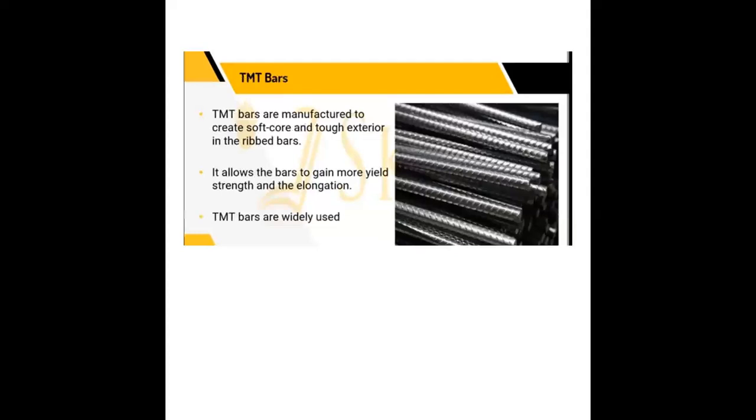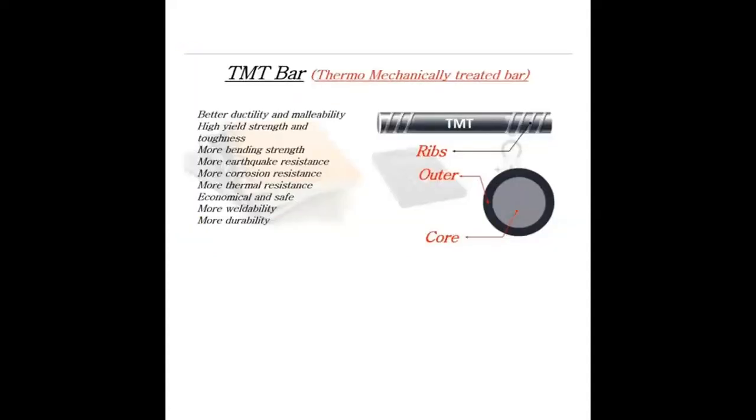Then we discuss TMT bars. TMT bars are manufactured to create a soft core and a hard exterior in the ribbed bars. This gives the bars more yield strength and elongation, and TMT bars are widely used. TMT stands for thermomechanically treated bar. Then we are discussing its nature, its characteristics, and its behavior.